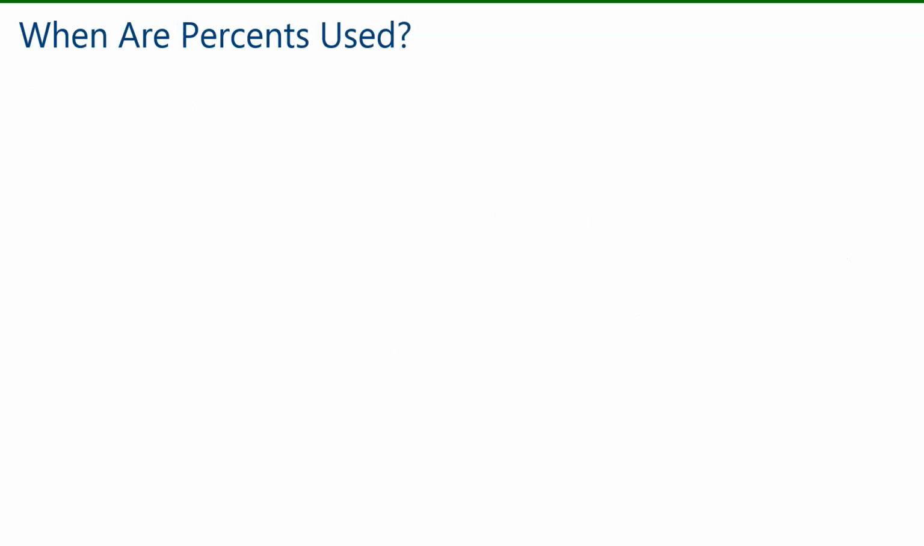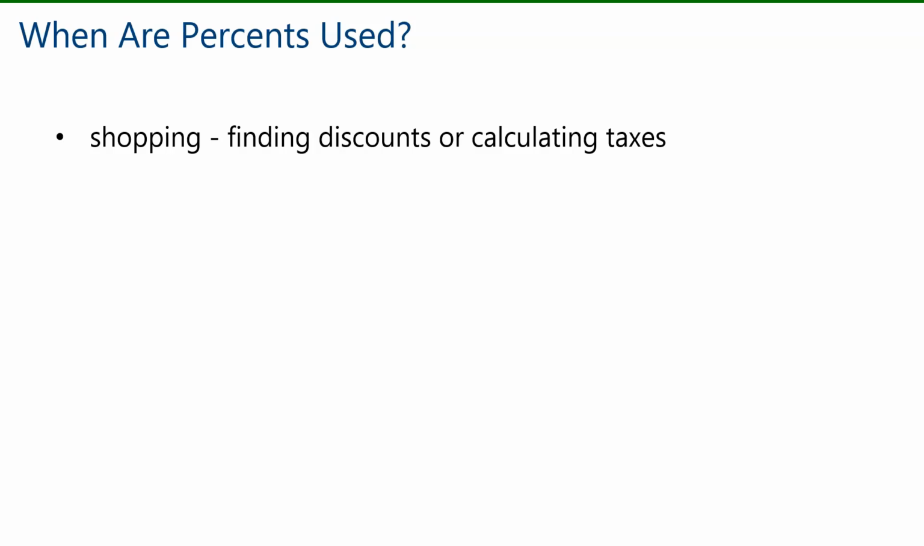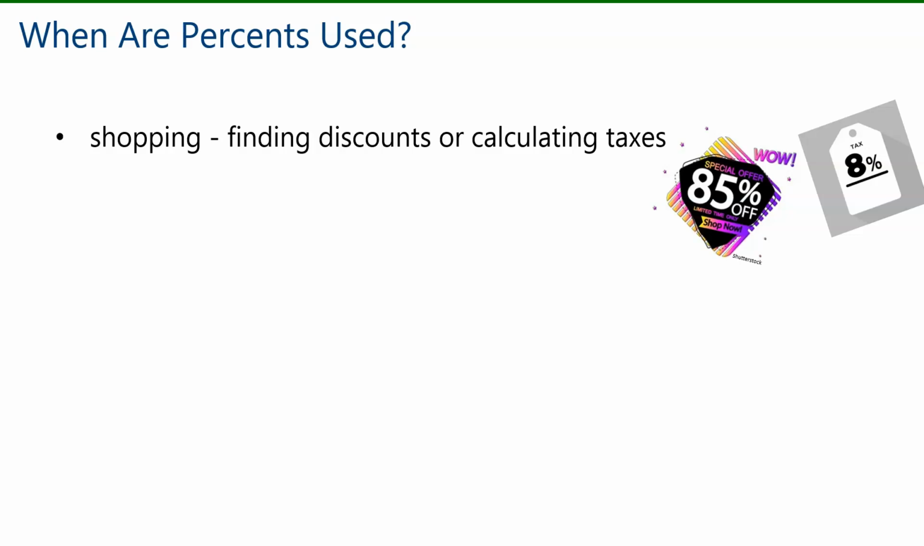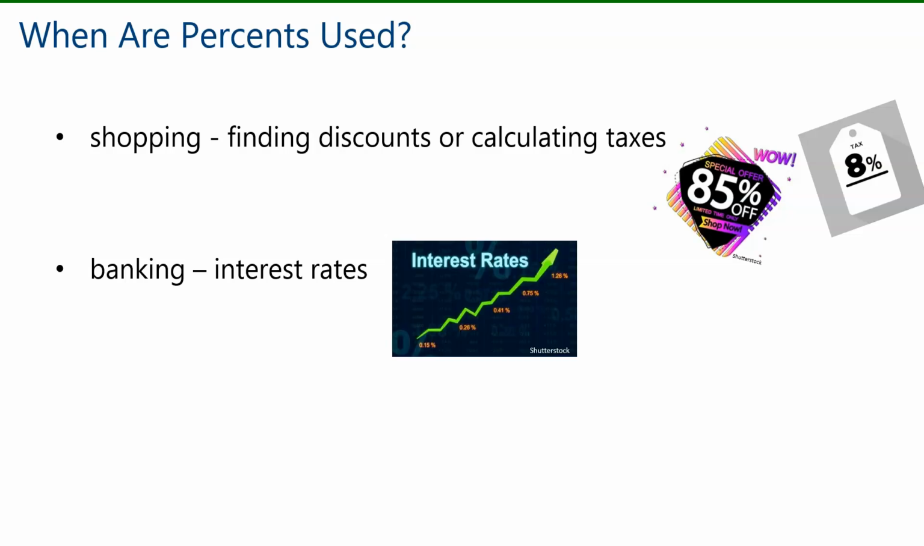Now, when do we use percents? You may see them all the time while out shopping. Stores may advertise sales and discounts like 85% off, or when you're calculating the total amount of your purchase, many times you have to pay a sales tax, which is a certain percentage. Interest rates are also used in banking. When you're either borrowing money for, say, a loan or a mortgage, the bank charges you a percentage of the amount you borrow. Or even if you're investing money, like in RSPs and such, they pay you a certain percentage.